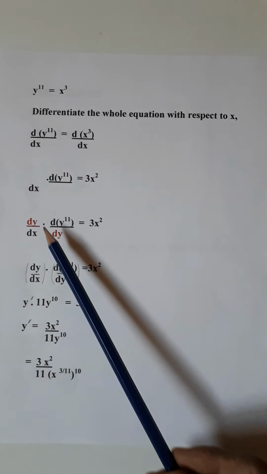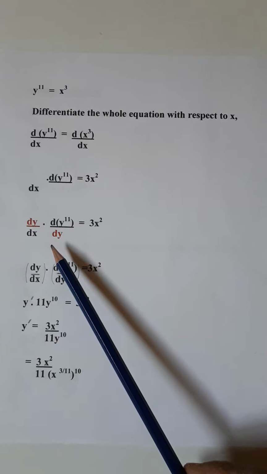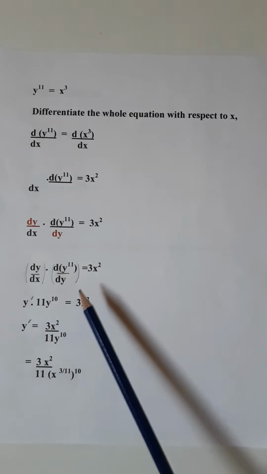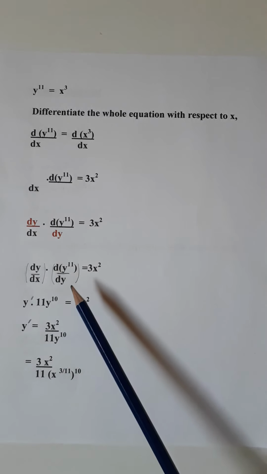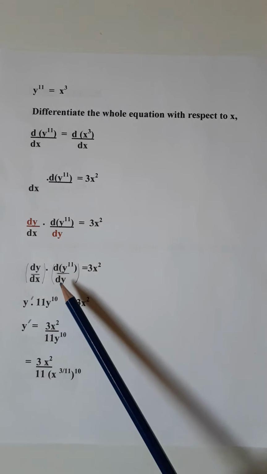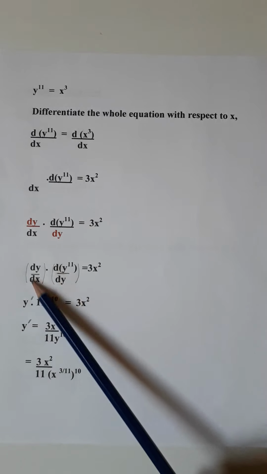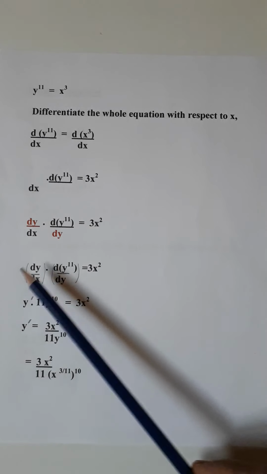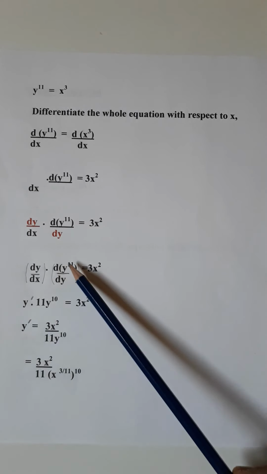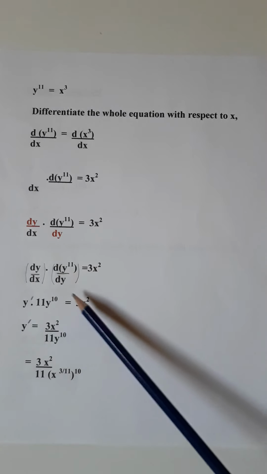Next step, we put an extra dy here, and then we put a bracket like this. You might call this implicit differentiation. This way it's very easy to understand for a beginner. Now what is this one? That's the differential coefficient that we are looking for. Let's call it y dash. As I said earlier, this is going to be 11y to the power 10.